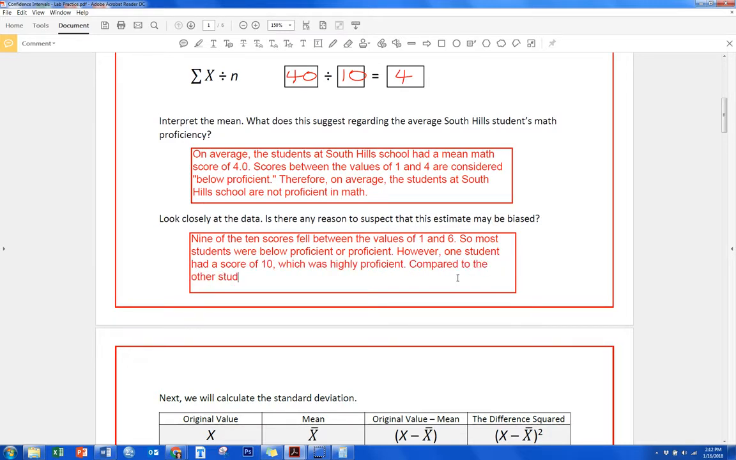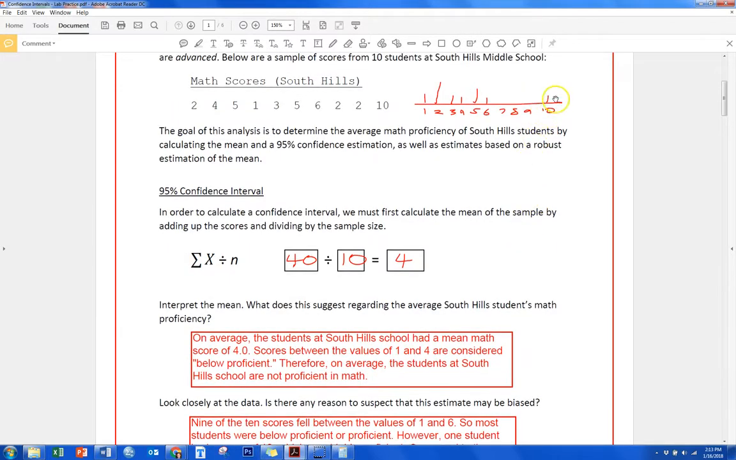Compared to the other students, this score was very high, potentially biasing the mean. Okay, so we have a possible issue here. The mean that we calculated might be biased. It may be giving us a higher estimation than we really should have for these students because of this potential outlier here on the top.